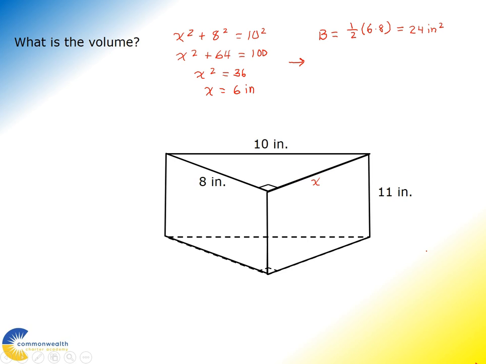And I get that I have a 24 square inch base as far as the area goes. The height's 11 inches, as I said before. So now when I do the volume, it's area of the base times the height. So it's going to be 264 cubic inches.